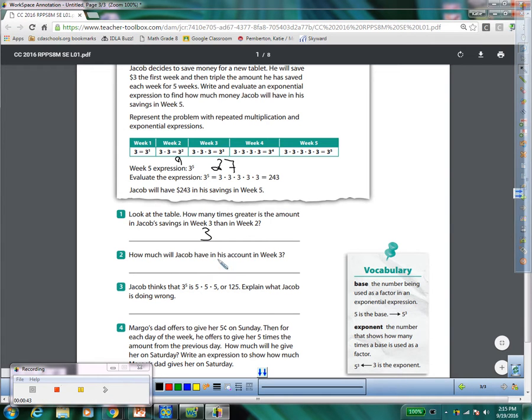Next one, how much will Jacob have in his account in week 3? Well, here's week 3. 3 times 3 times 3 would be $27. So go ahead and check your work on that one. Okay, and the dollar sign.